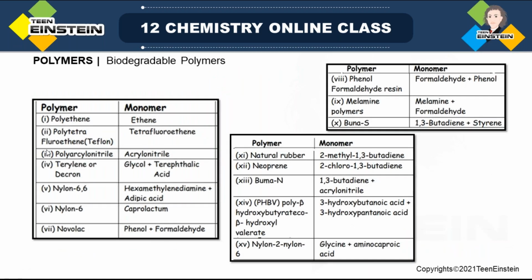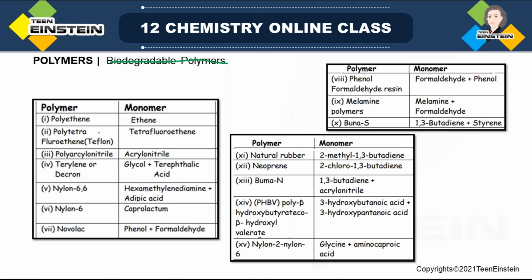Now for your convenience, here the heading is not correct. Basically here you can see a table where both polymer and monomer you can find simultaneously, because you can consider it as if it is a list or table. So all the polymers that we have discussed in this chapter you can find simultaneously. So when you revise the chapter, I hope it will help you.